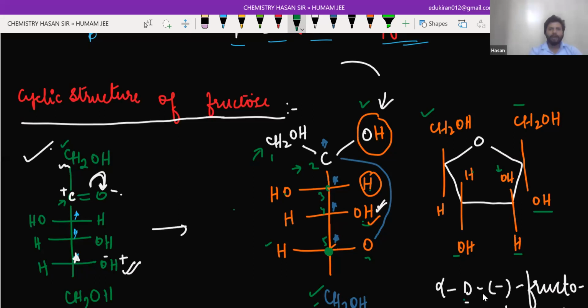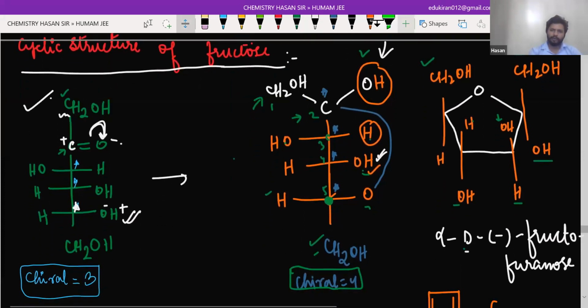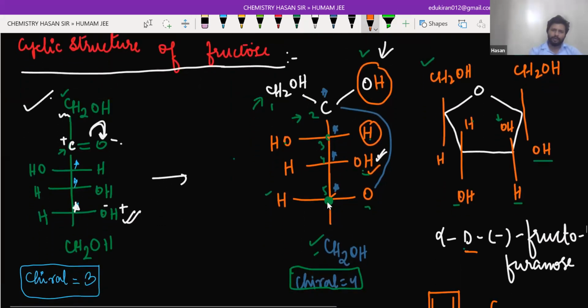And it has a name, alpha D negative fructofuranose. As you know that fructose is levorotatory, that's why negative. D, because the last chiral carbon, if you have OH on the right hand side, that's why it is D. If it is on the left hand side, then it will be L.